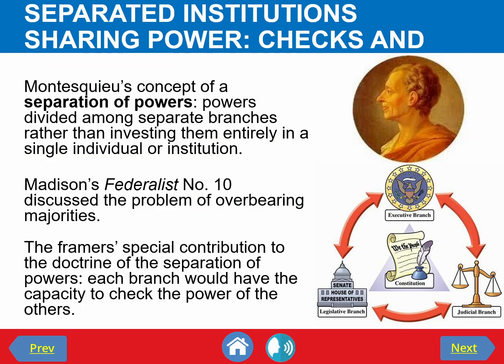Montesquieu's concept of a separation of powers was adopted and ingrained into the Constitution so that powers could be divided amongst separate branches rather than investing them entirely in a single individual or institution. Madison's Federalist No. 10 discussed the problem of overbearing majorities, or as he described the problem, the tyranny of the majority. The framers' special contribution to the doctrine of the separation of powers was that each branch would have the capacity to check the power of the others while still limiting the overall power of the federal government itself.